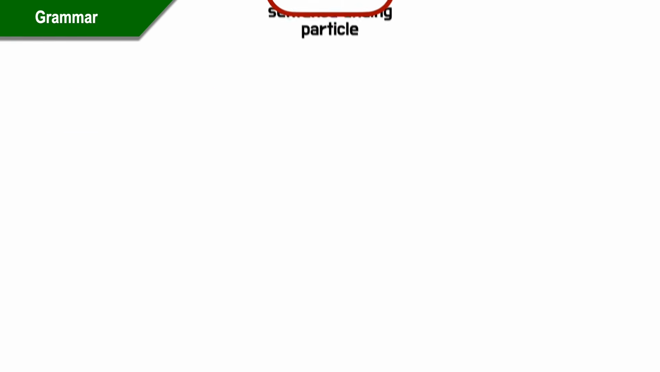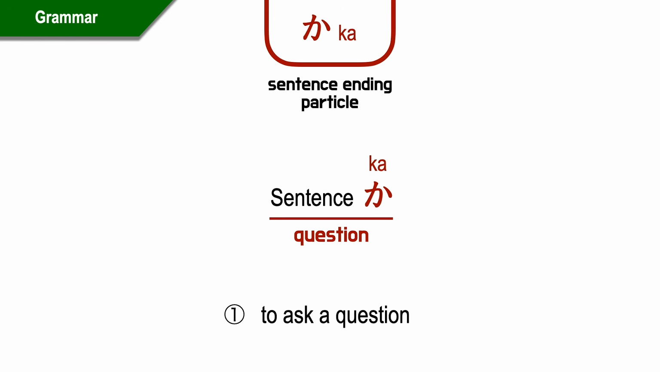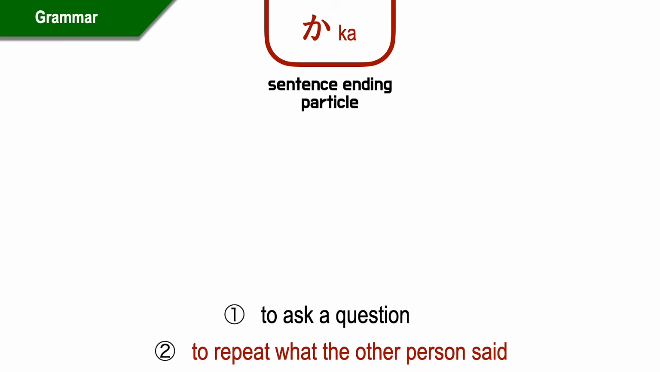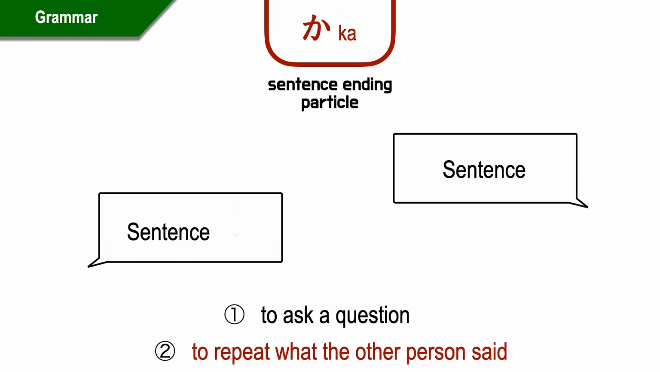Alright, last thing we're going to learn today is the sentence ending particle, ka. So, since lesson 1, we have been using this sentence ending particle, ka, to make questions. But this ka is used not just to ask a question, but also to repeat what the other person said. When someone said something, you can repeat it with ka at the end to show that you received the information.